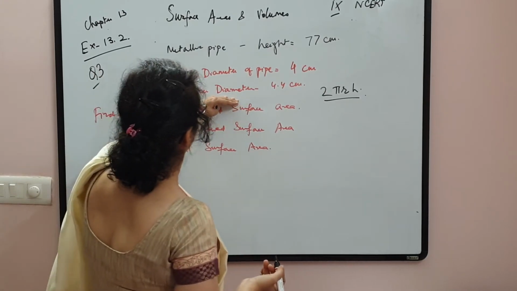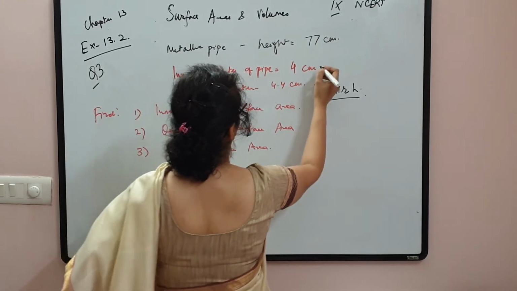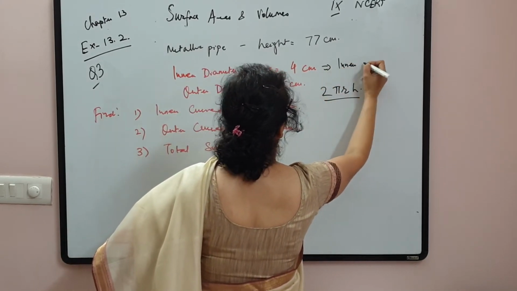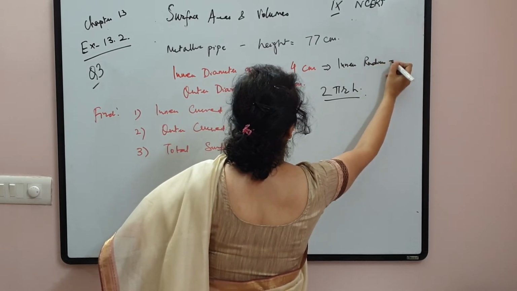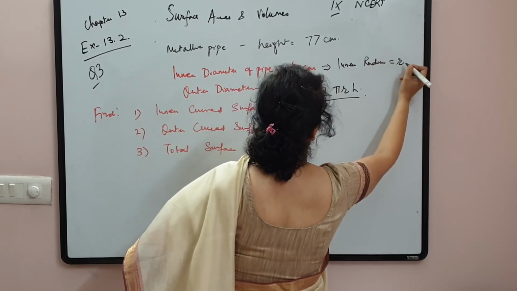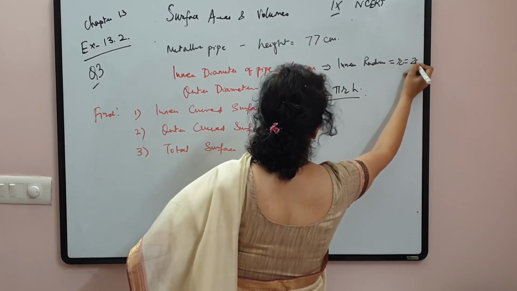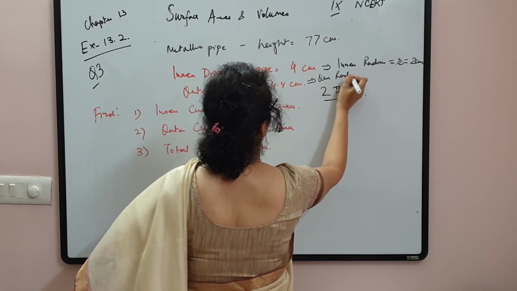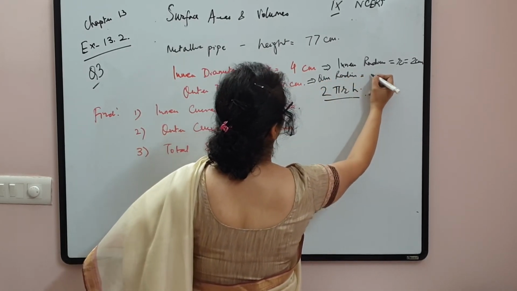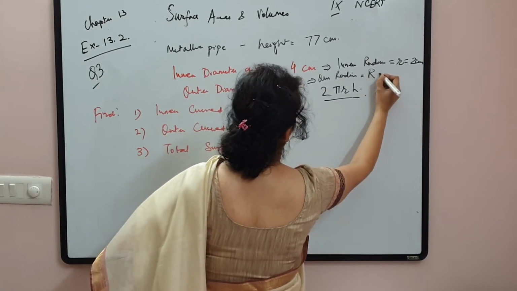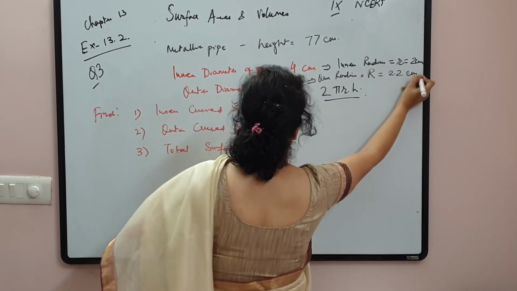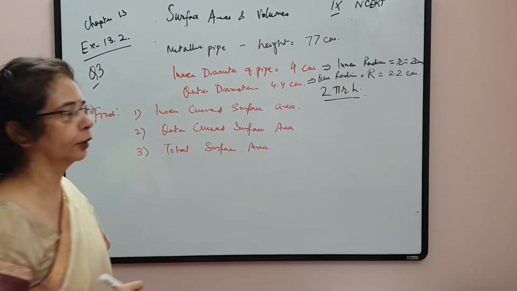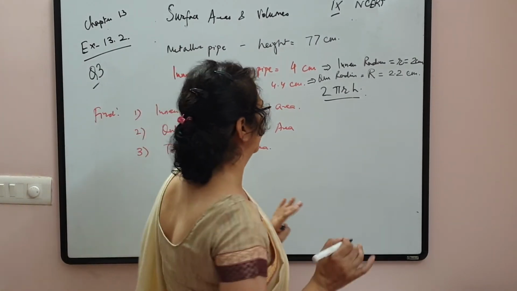So let us say, children, that the inner diameter of the pipe is 4 centimeter. That means the inner radius is small r, which is how much? 2 centimeters. Similarly, outer radius is capital R because it is larger, and this is 2.2 centimeters. Half of 4 is 2, half of 4.4 is 2.2. So the inner radius is 2 centimeter and the outer radius is 2.2 centimeter.